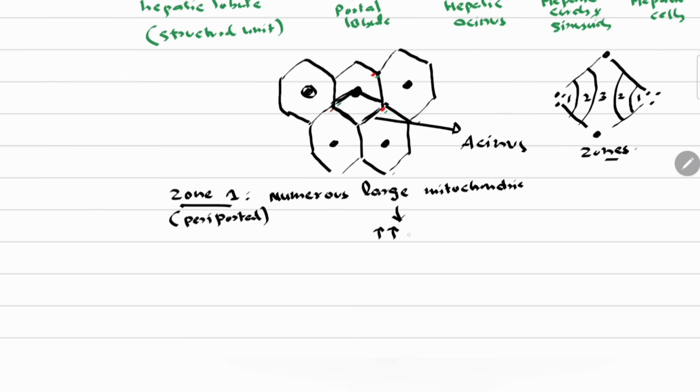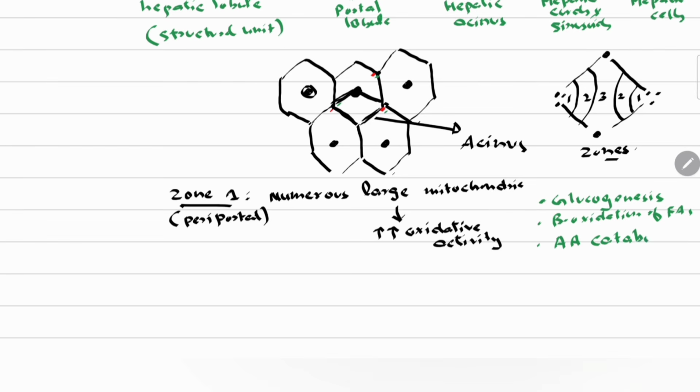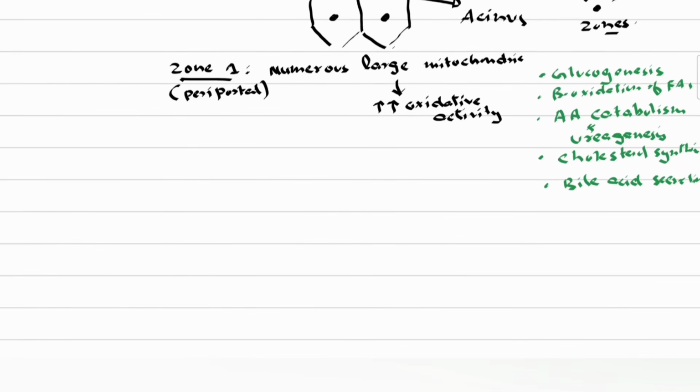In this zone you have numerous large mitochondria. That's why in this zone you can find there is increased oxidative activity. That's why the processes like gluconeogenesis, beta oxidation of fatty acids, amino acid catabolism, and ureagenesis and cholesterol synthesis, these processes occur in zone 1. Bile acid secretion also occurs in zone 1, that is the periportal zone.